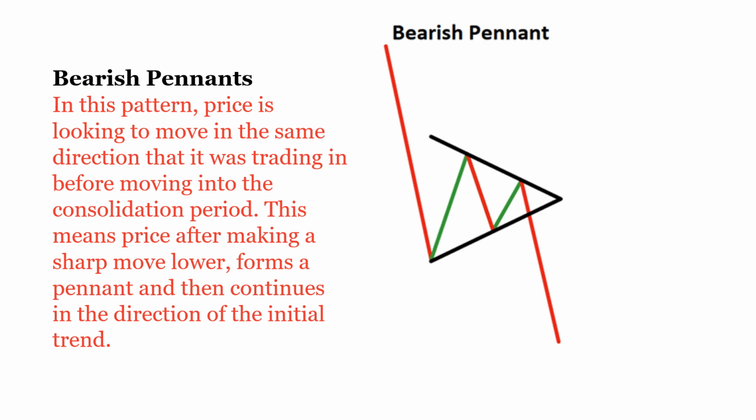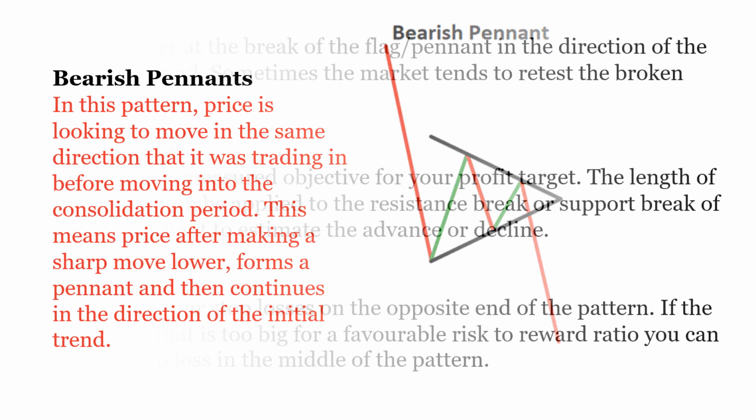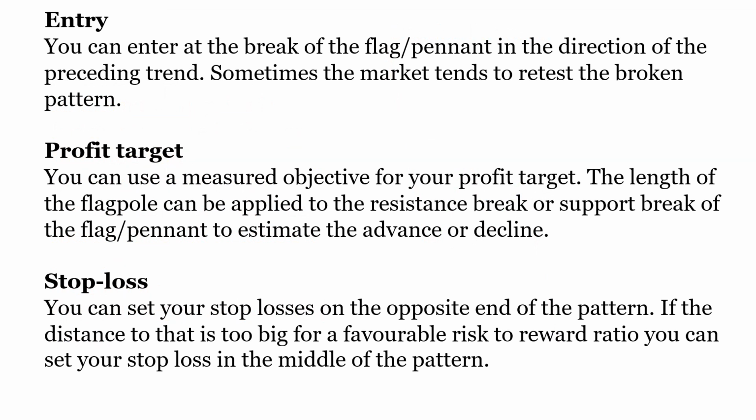Here we have the bearish pennant. A bearish pennant is the same as a bullish pennant, but inverse. So after the price has fallen, and you see these two trend lines converging, forming the pennant, you would expect the price to continue going downwards in the same direction as the initial trend. For both of these, you enter at the break of the flag or pennant in the direction of the preceding trend.